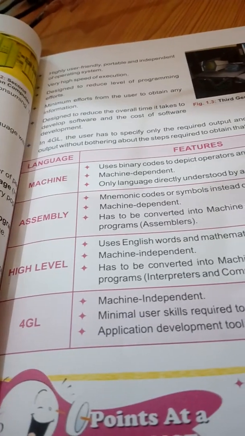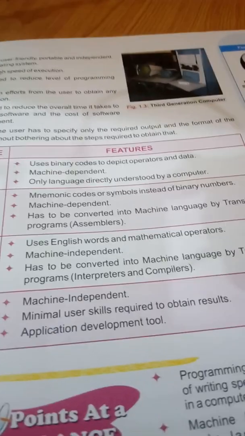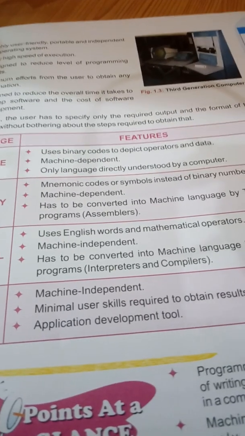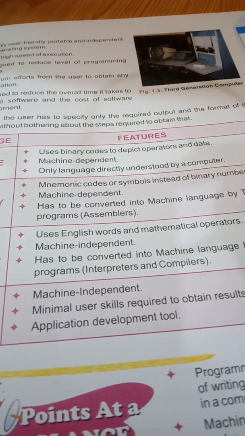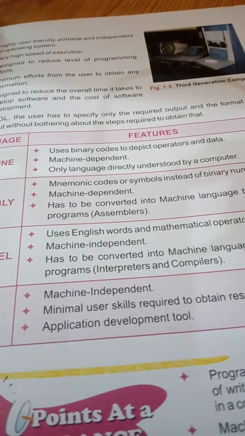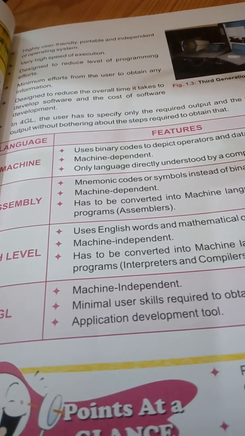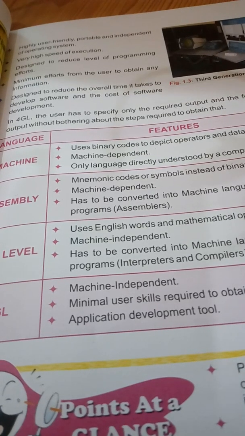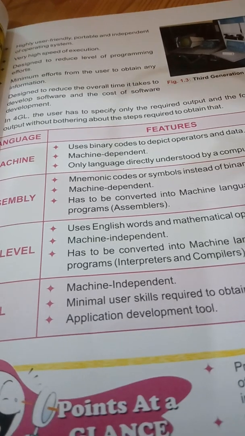Now fourth generation: it is machine independent, needs minimal user skill to obtain results, and is an application development tool. Machine level language is based on 0 and 1 and is not understandable by the user, but high level language is understandable by the user. Programming languages like C++ and Java are also called high level languages, and they are used to develop any kind of application, such as Android and iOS applications.